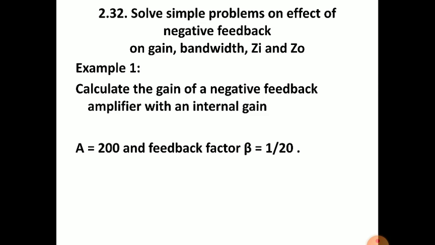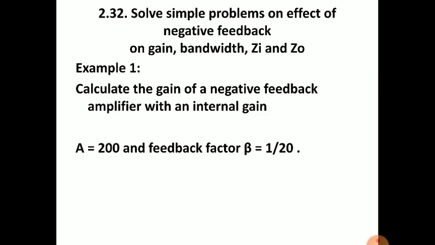So take down a pen and paper, please write the question. First question: calculate the gain of a negative feedback amplifier with an internal gain A is equal to 200 and feedback factor beta is equal to 1 by 20.